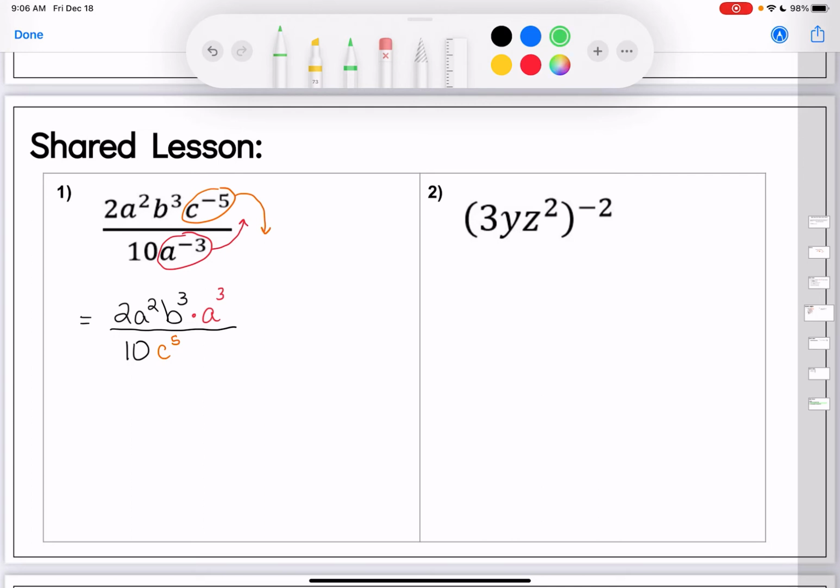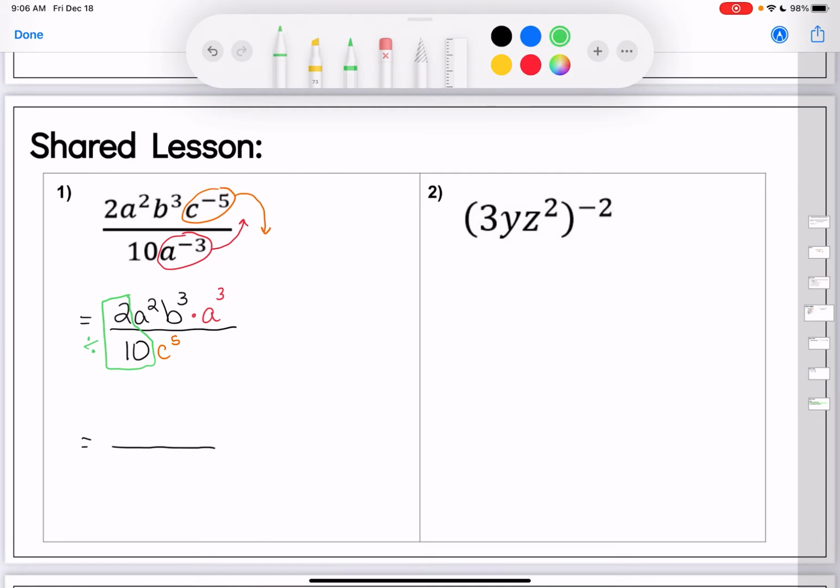Now I'm going to go through and see what I can combine. So here I see I have my coefficients out front, 2 over 10. I can divide those, right? Or think of that as a fraction, 2/10. How would you reduce that fraction, right? So if I think about that, let's see, I'm going to get my fraction set up here.